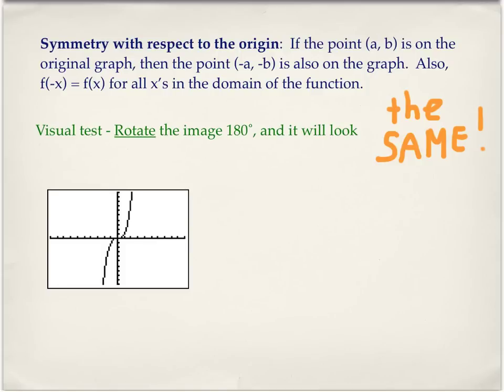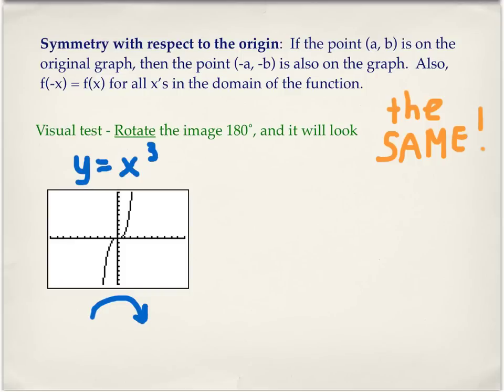Now here's a pretty famous function here. This is y equals x to the third power. Is this symmetric with the origin? Well, you could graph this on your calculator. It would look something like this. And again, if you rotate this 180 degrees, so turn your calculator 180 degrees, does this look the same? And yeah, certainly it does. We could also test these other points as well.